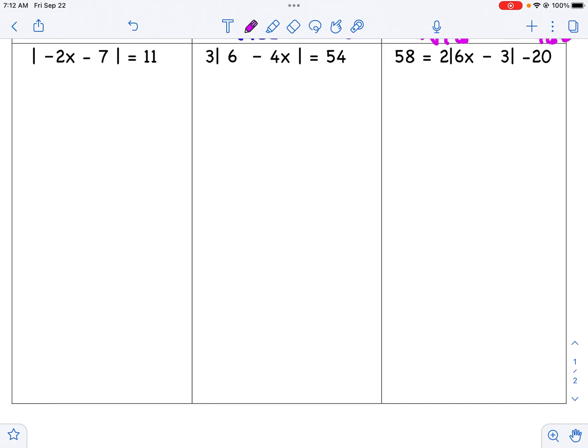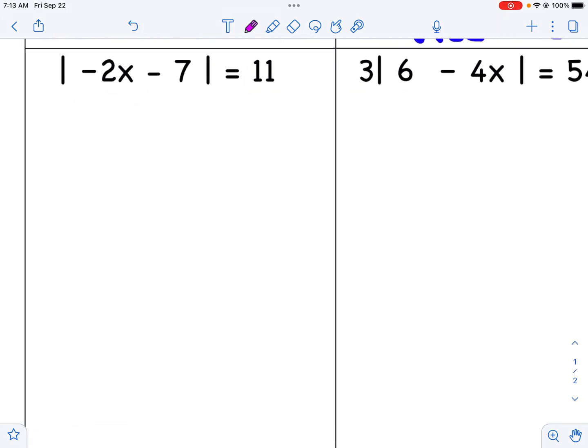Absolute value equations. The definition of absolute value is the distance it is from 0 on a number line. Or another way of looking at it is it's going to be the positive distance away and the negative distance away. So we're going to essentially have to solve each of these problems twice. So let's get started.